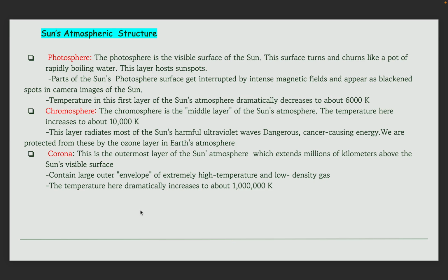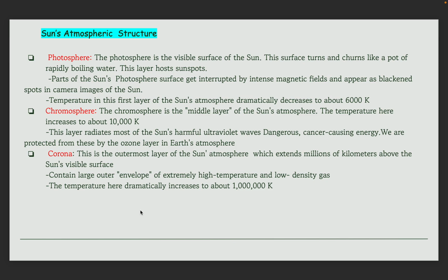And the chromosphere is the region which we can call the middle layer of the sun's atmosphere. Here the temperature increases from 6000 to 10,000 Kelvin. This layer radiates most of the sun's harmful ultraviolet rays, which are the dangerous, cancer-causing source of energy on Earth. We are protected by the ozone layer in Earth's atmosphere, which protects us from the UV rays.